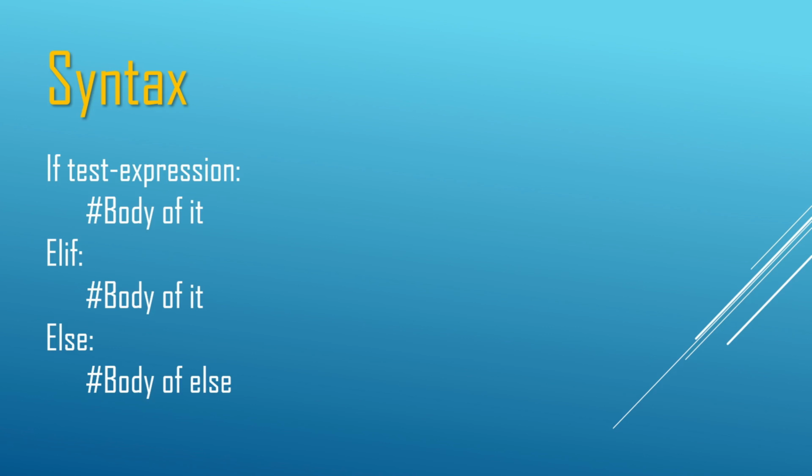Similarly, for all blocks, we have to provide certain statements we need to execute. So this is how the syntax works, guys. Now that we know how the execution works, let's start with a simple example to check if a number is an even number or an odd number.